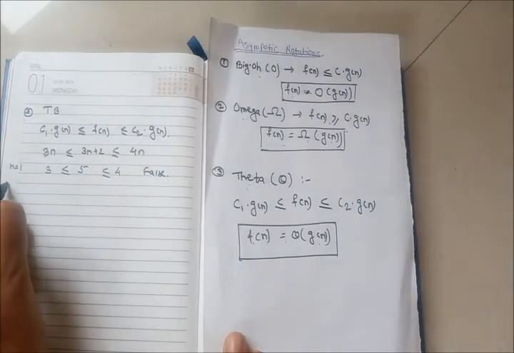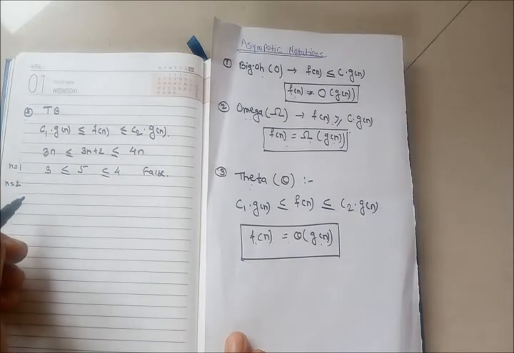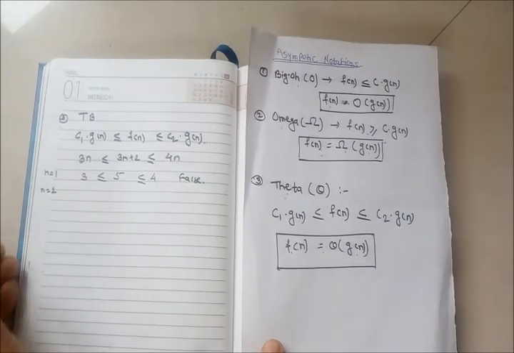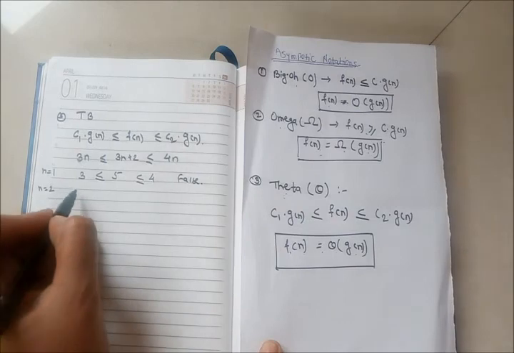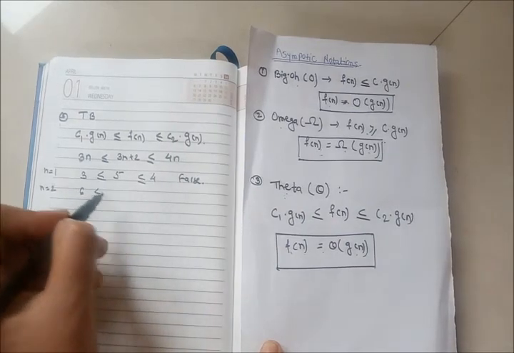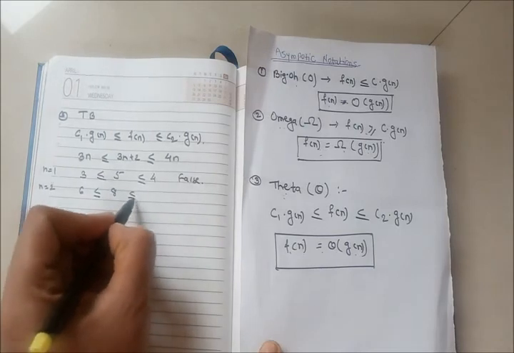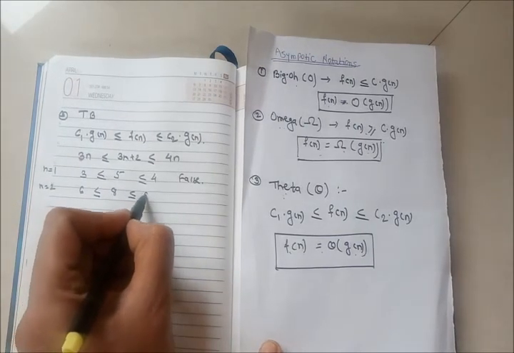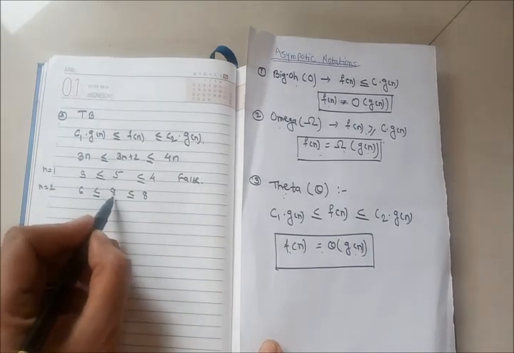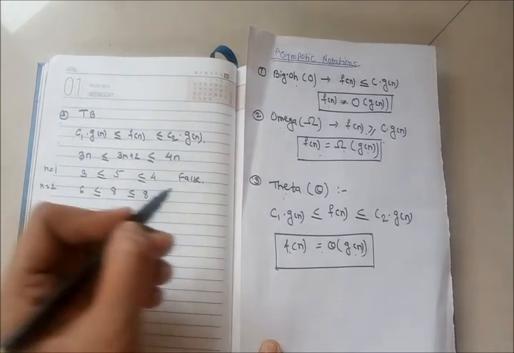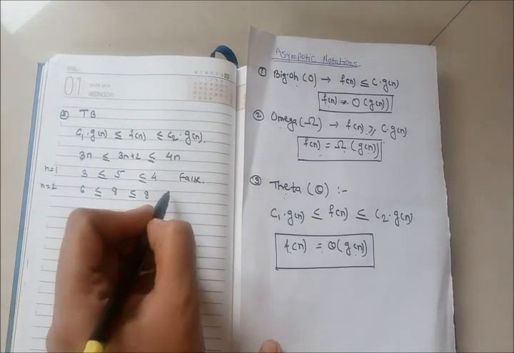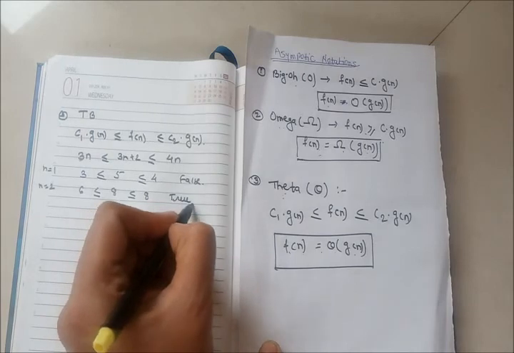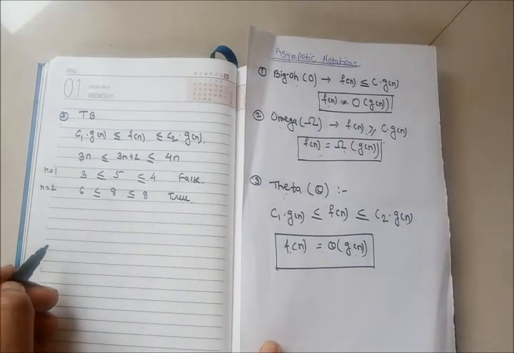So I will put the next consecutive value, n is equal to 2. After putting n is equal to 2, what do I get? I get 6 is less than or equal to 8 is less than or equal to 8. So 6 is less than 8, yes. 8 is equal to 8, yes. That's why it will return true.